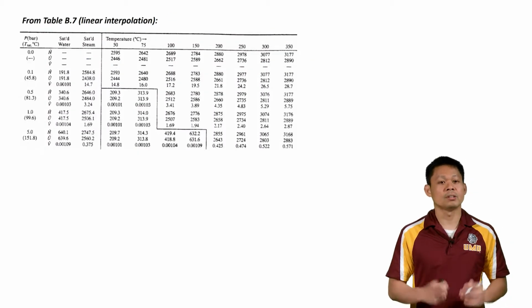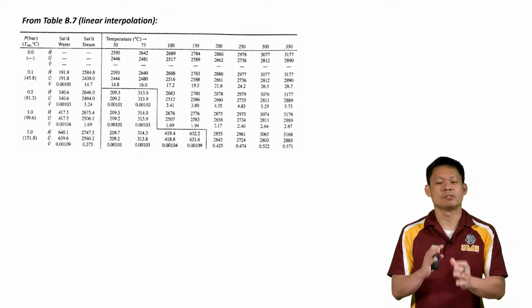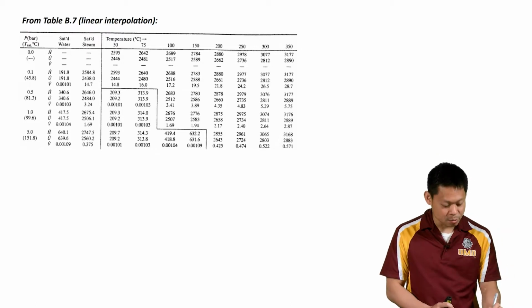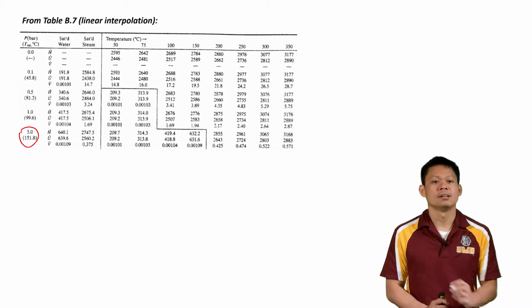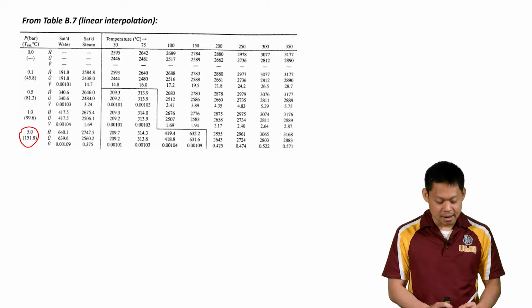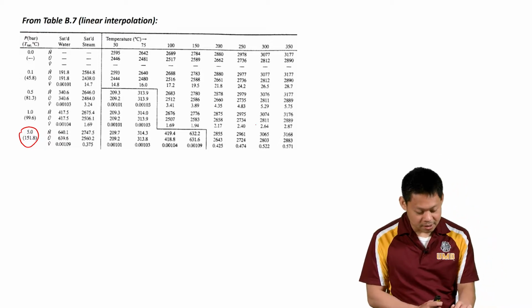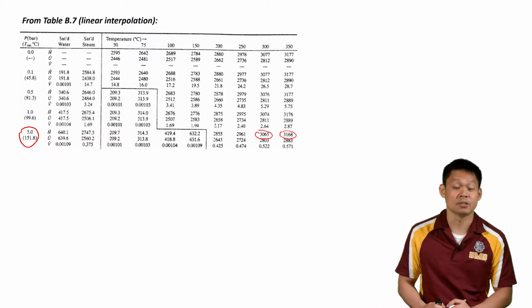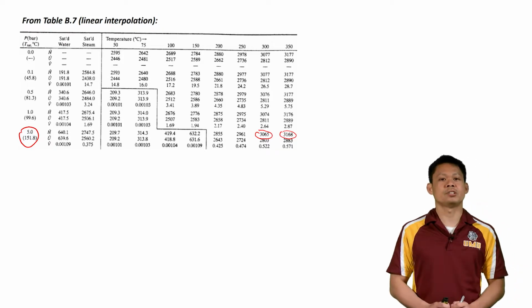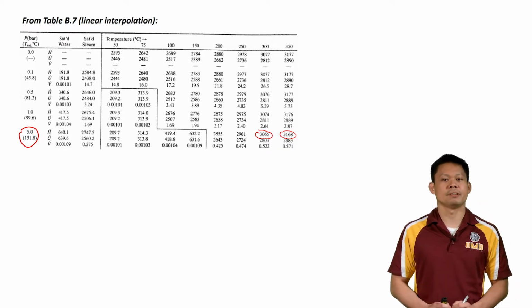So here's the table. We're going to use linear interpolation because it's not going to fall exactly where we need it to be. We are at 5 bar, so that's the row we're going to look at. And we are at 3085. So looking at this table, we see that at 300 degrees C we have 3065, and at 350 degrees C we have 3168. So we know that our temperature is going to be somewhere between 300 and 350.